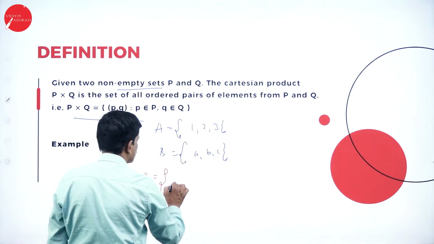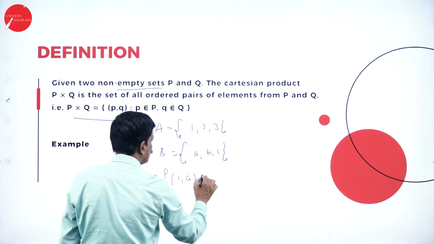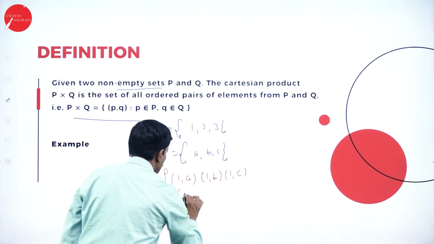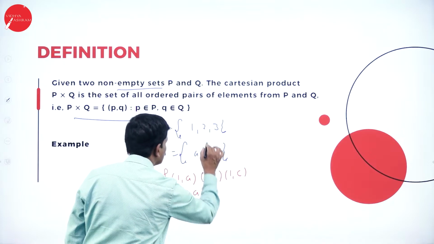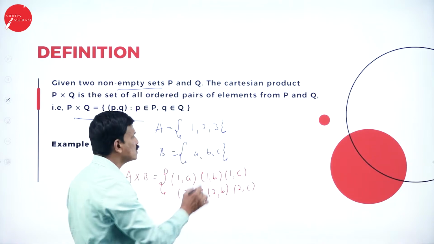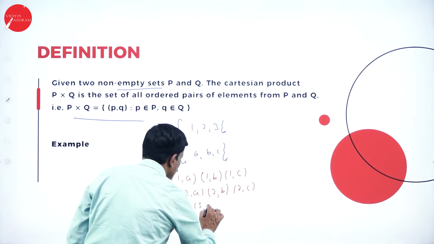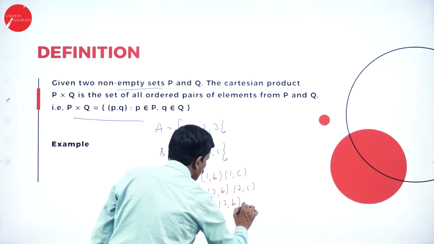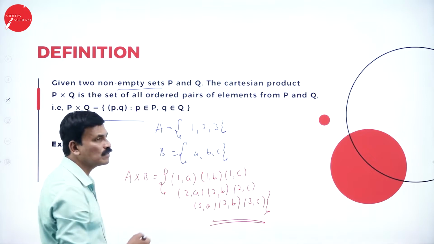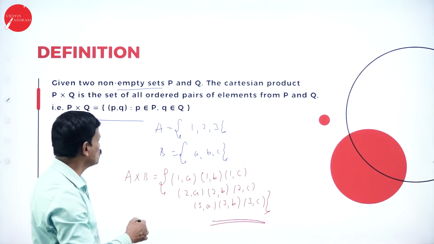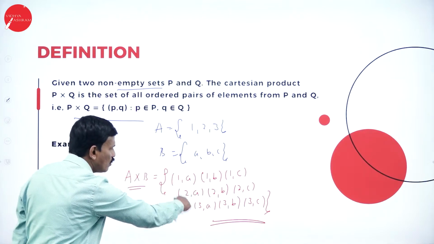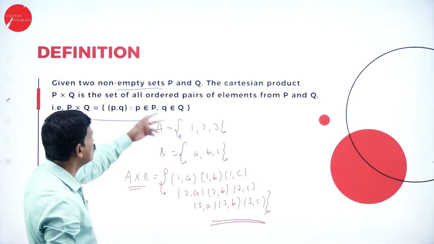Now let us take the first element: (1, a), then (1, b) and (1, c). Now let us consider the second element: (2, a), then (2, b), (2, c). Next the third: (3, a), (3, b) and (3, c). So this set of all ordered pairs is nothing but the Cartesian product of two sets A and B, denoted as A cross B. The set of all ordered pairs comes under the Cartesian product.